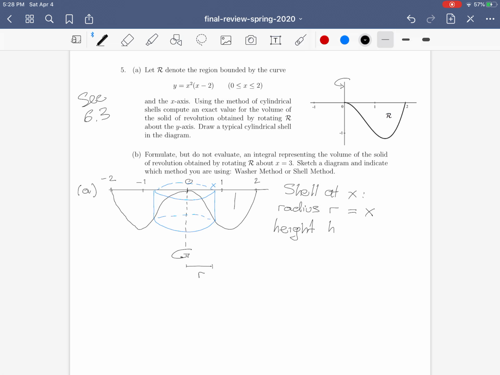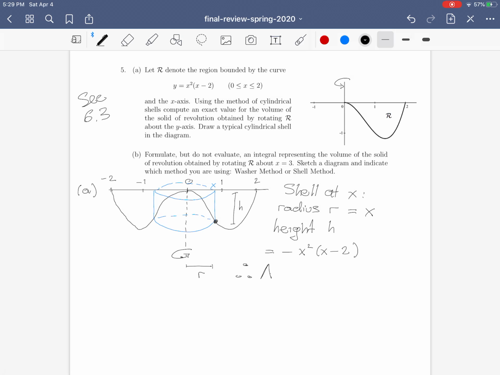So the height of the shell is this here. Okay, well, we know this point here. This is the point on the curve corresponding to x. So the height is going to be negative. Because our curve lives below the x-axis, the height, this distance, is going to be negative x squared times x minus 2. Remember, the height should always be a positive quantity, obviously.